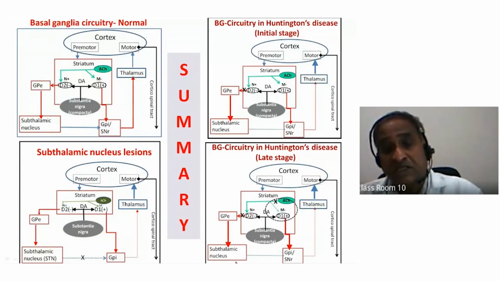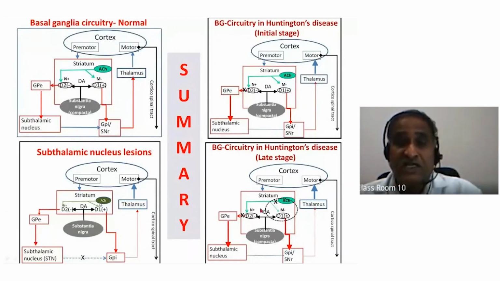So that means there is a greater inhibition, or the activity of the subthalamic nucleus is diminished. The total output is diminished. So that means both the direct and the indirect pathways are influenced by the intrastriatal cholinergic neurons. This is about Huntington disease.